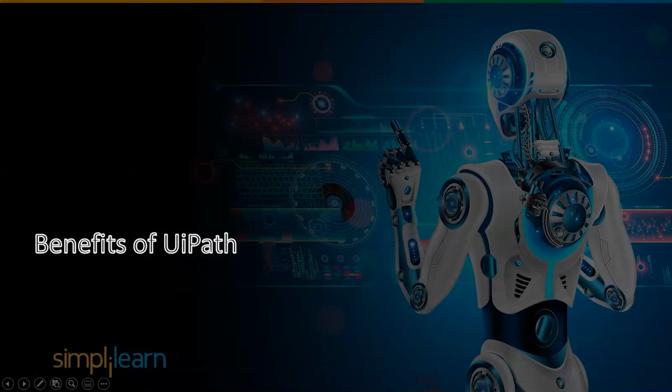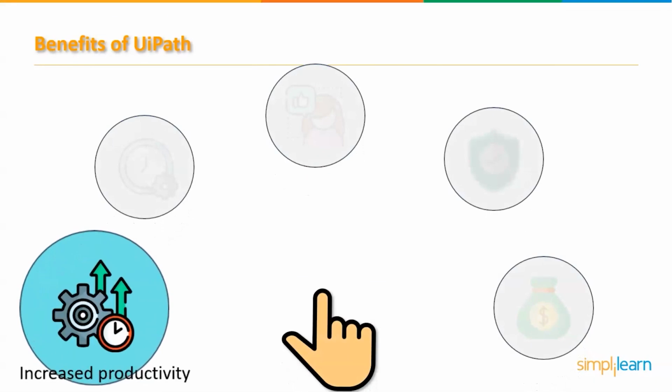Let's look at the benefits of UiPath. Increased productivity. UiPath automates with quick speed and accessibility. Consider an RPA bot that allows a worker to produce a monthly report in 20 minutes instead of manually taking 4 hours. The company's productivity could increase as a result of process automation.